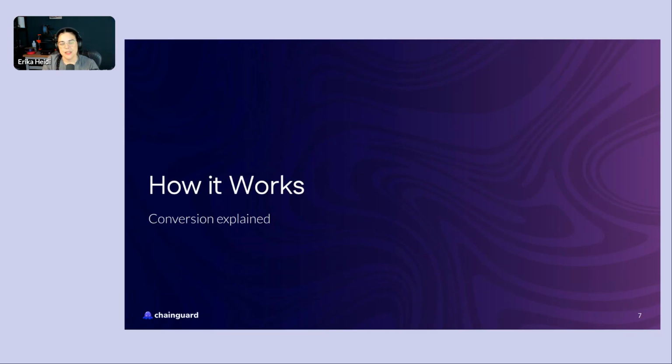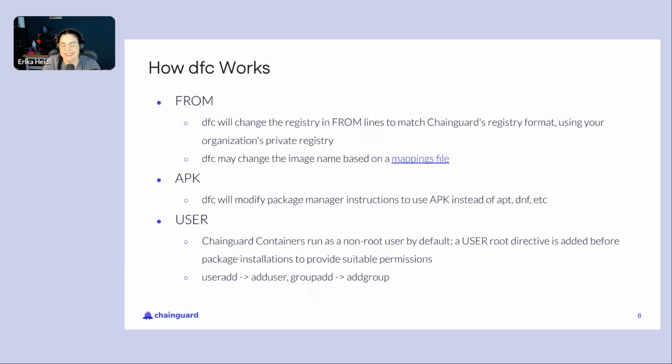So, how DFC works. I will explain a little bit how each thing is read and converted, how each line is interpreted. There are three main things, I would say. The FROM lines, which is the base image, APK installation of packages, and also the user details, like the commands to add users, and also some details about user privilege.